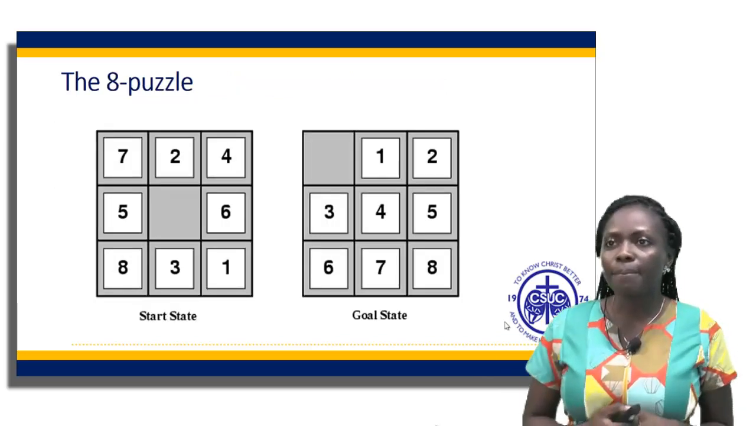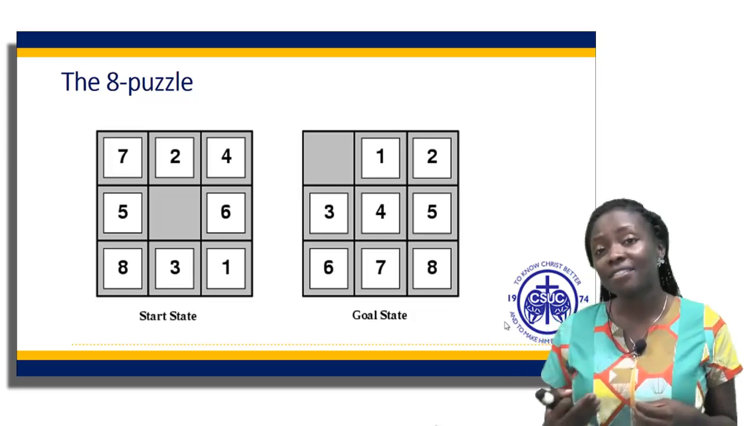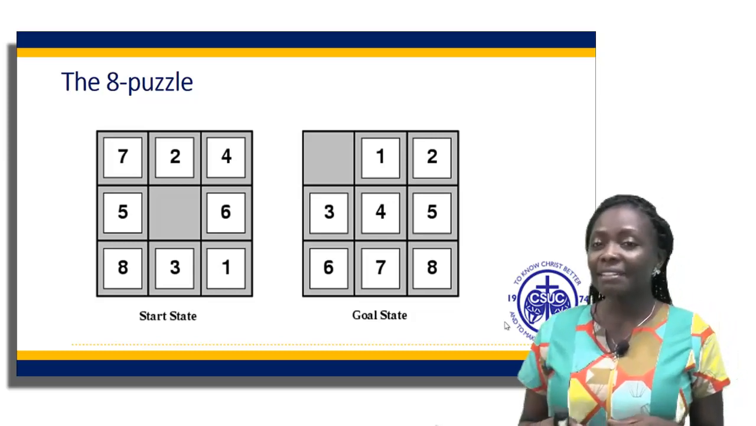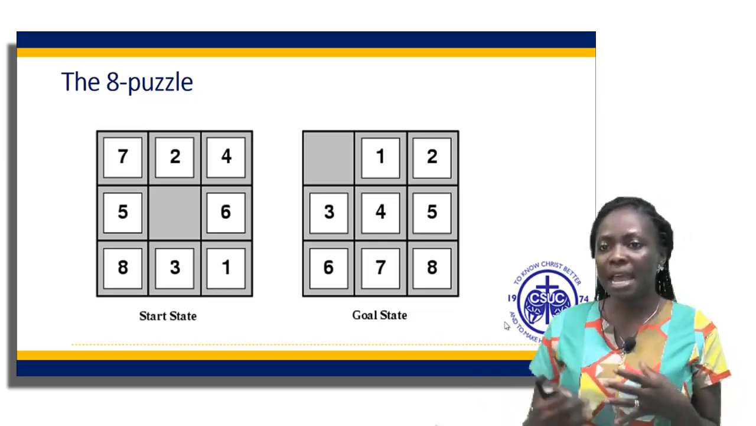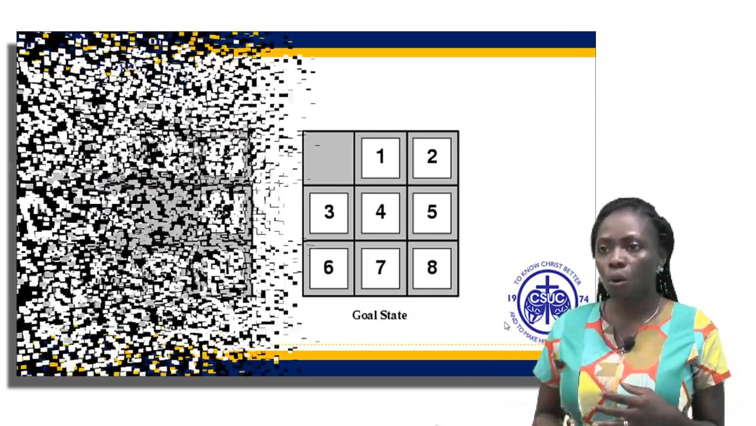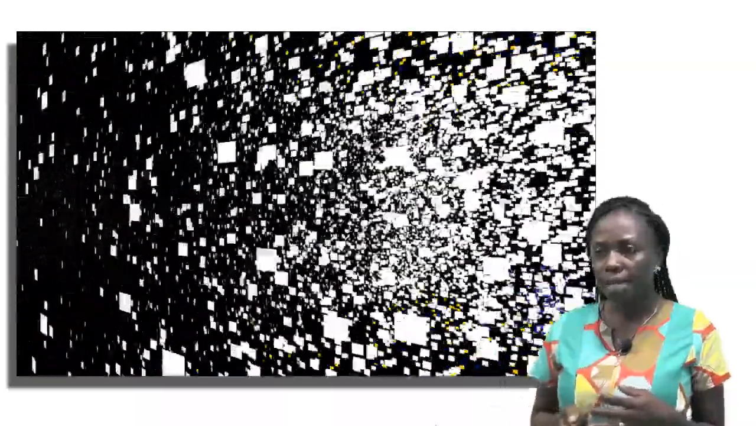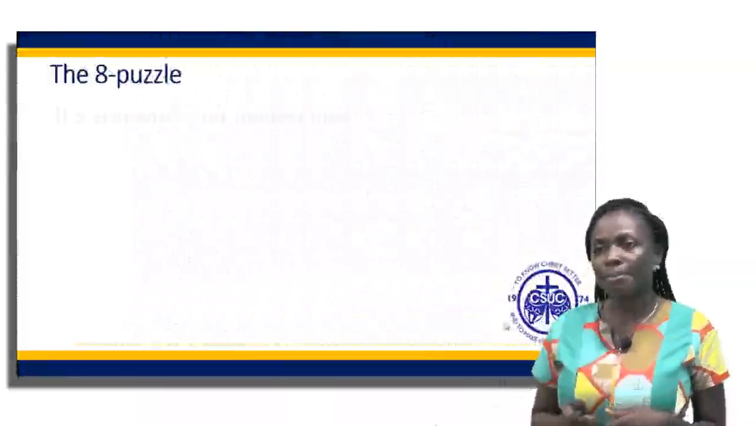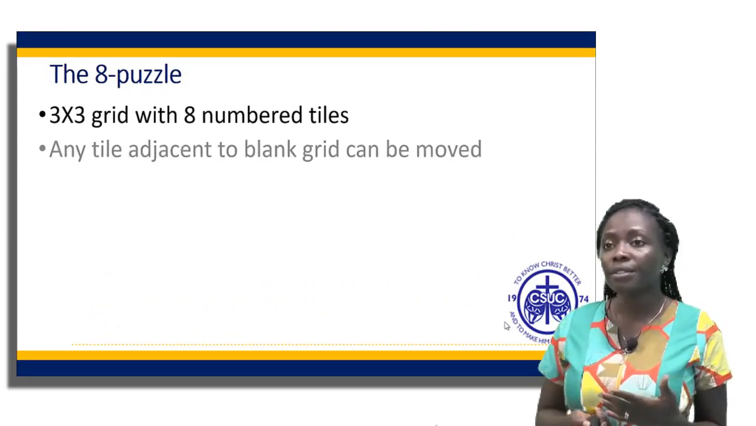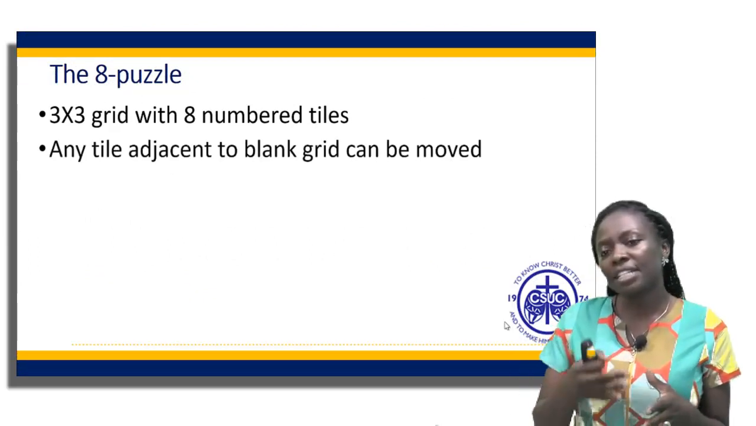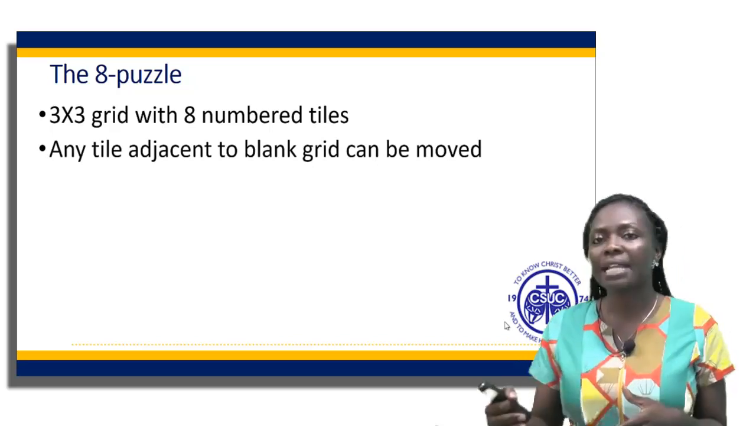Let's take another example, the 8 puzzle. We have tiles that have been numbered, and the aim is to shift around these numbers such that they are arranged in a particular order. So then, when we come back to our 8 puzzle, we are going to have a 3x3 grid with 8 numbered tiles, and any tile that is adjacent to a blank grid can be moved.